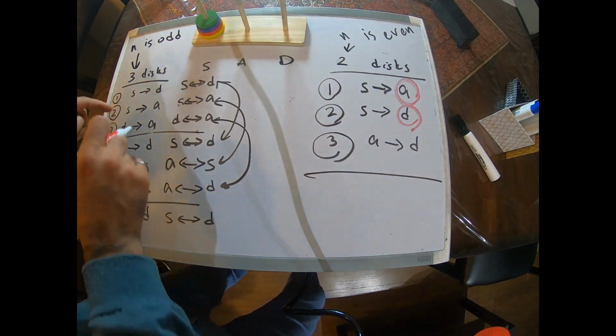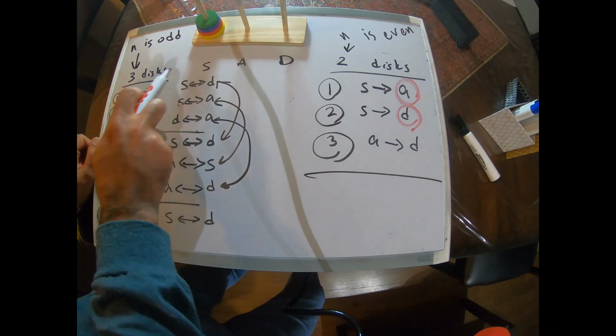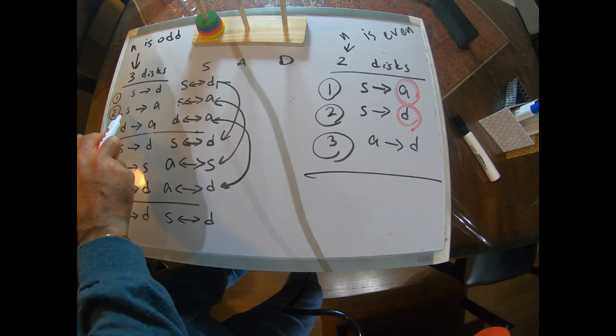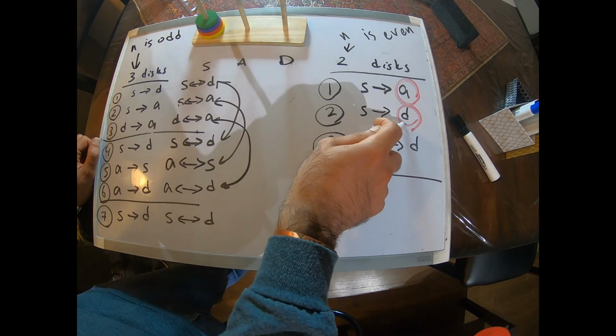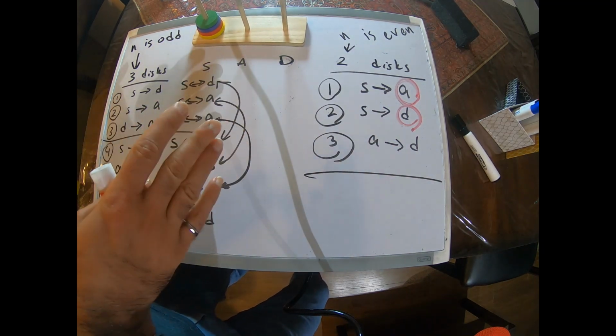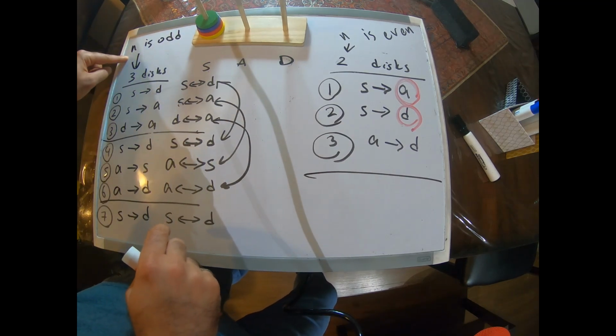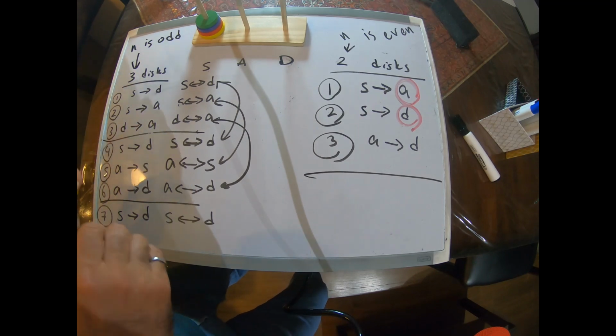Right, so you can see that here, instead of moving from source to destination, we are moving between source and auxiliary. Here between source and auxiliary, here source and destination. So what we can do is basically check if n is odd. If n is odd, we need to do this, right?